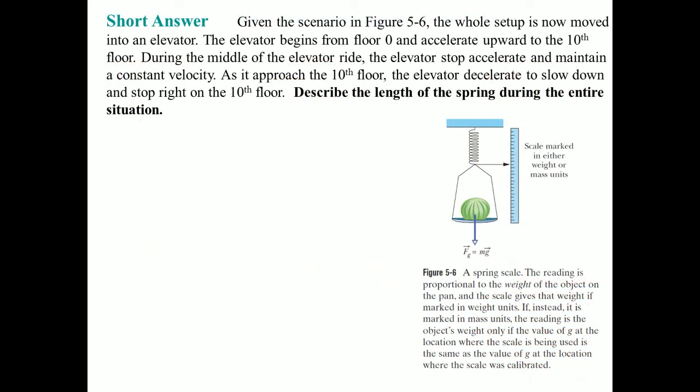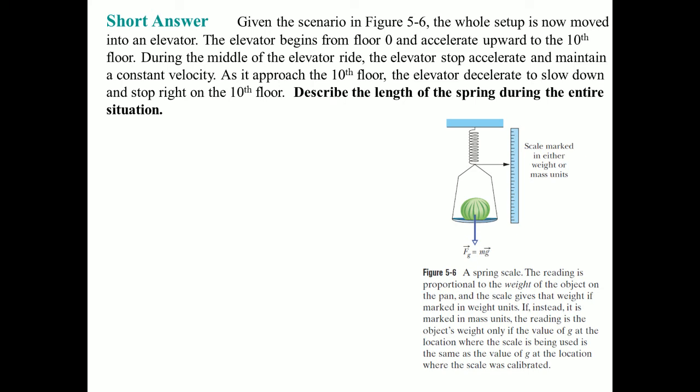Lastly, we're going to go over a short answer. Given this scenario in 5-6, here's the scenario. You put an object on a scale by a string, and that string is attached to a scale here, like the ones that you have in the grocery store. Based on its weight, it's going to move down the ruler. It's going to show how much it weighs. This is a traditional spring scale. The heavier it is, the more the spring is going to be stretched, so the more it's going to go down the scale, showing it's a heavier object.